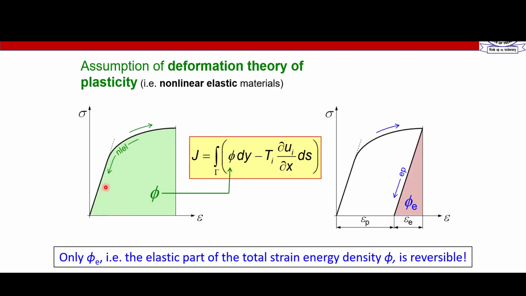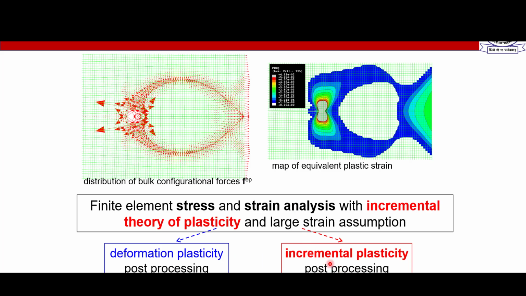When you have the nonlinear elastic assumption, you take the whole area under the stress-strain diagram. And when you have only the elastic strain energy calculation, then you take the area under this triangle. Okay. And the nomenclature we give when we only take elastic strain energy density is elastic-plastic configurational forces, because that is simulating a real elastic-plastic material.